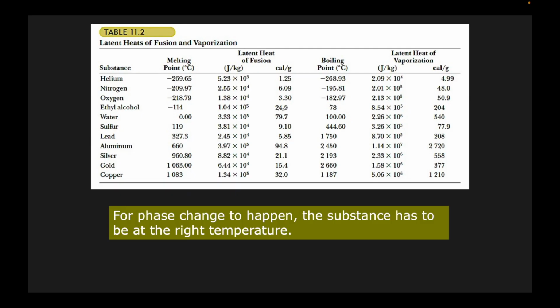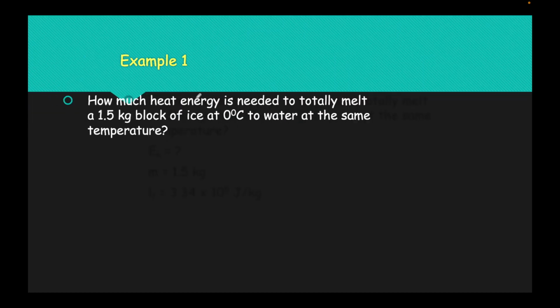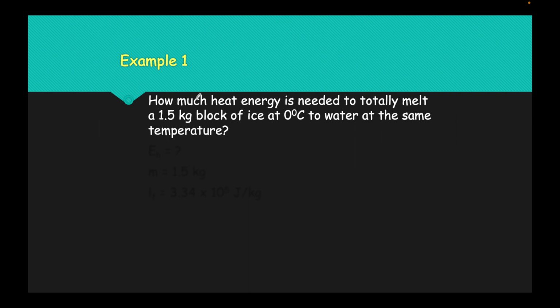So you can see that different substances have different melting points, which means they have different latent heats, different boiling points, and different latent heats. You'll be given the information that you need, so you don't need to memorize anything in any tables. They'll be given to you. So here's an example. How much heat energy will be needed to totally melt a 1.5 kilogram block of ice at 0 degrees to get to water?